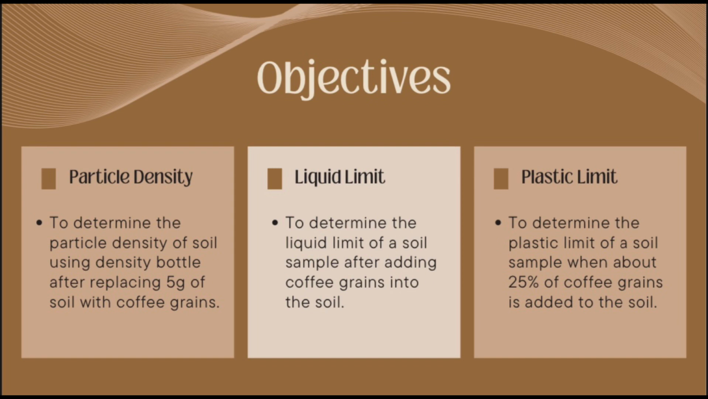For particle density, the objective is to determine the particle density of soil using density bottle after replacing 5 grams of soil with coffee grain. For liquid limit, to determine the liquid limit of a soil sample after adding coffee grains into the soil. And for the plastic limit, it is to determine the plastic limit of a soil sample when about 25% of coffee grains is added to the soil.